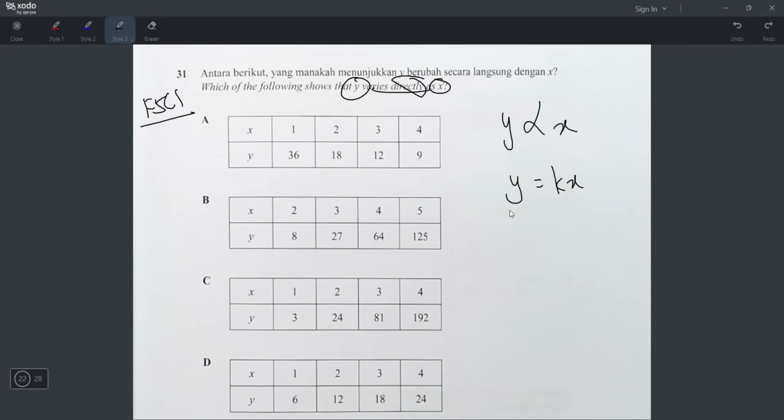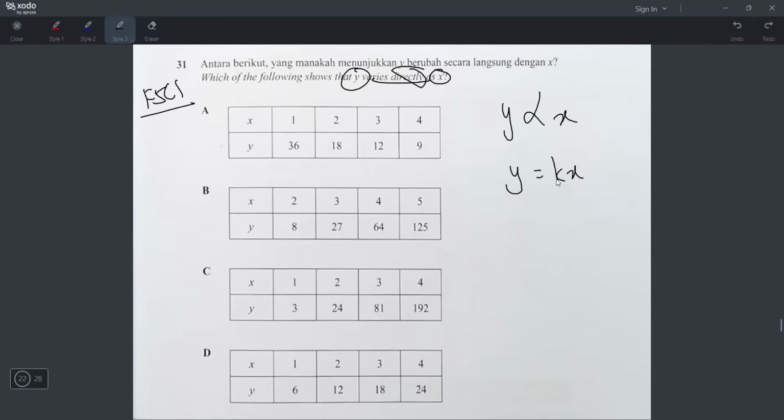But this is a bit different, because they give a table and ask which of the following shows that y varies directly as x. For this type of question, the way I do it is like this: I will tell my students to find k from here.